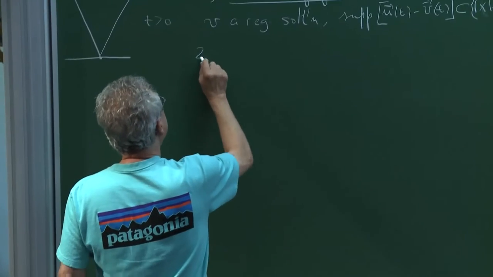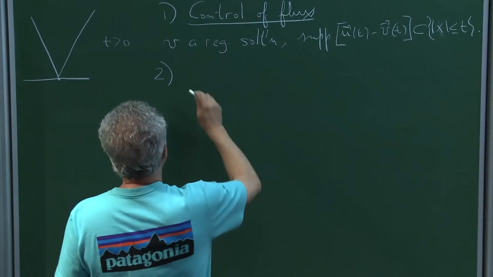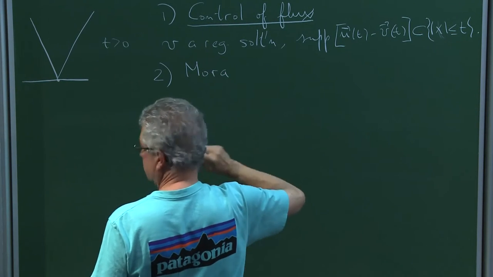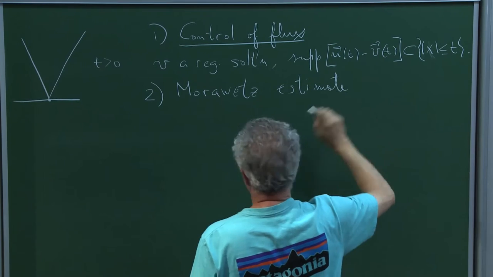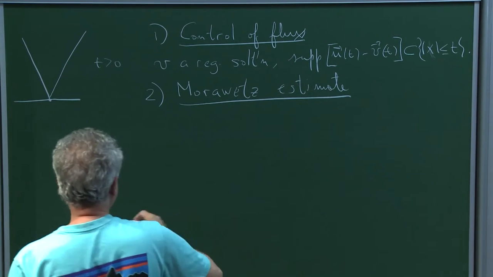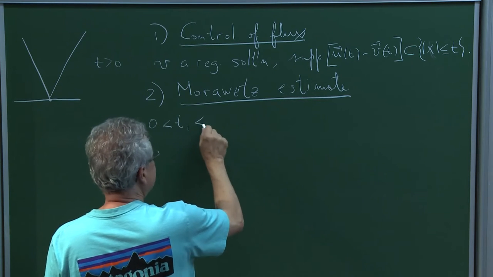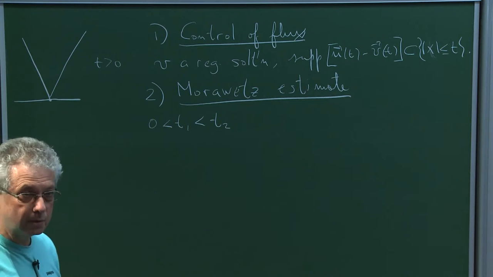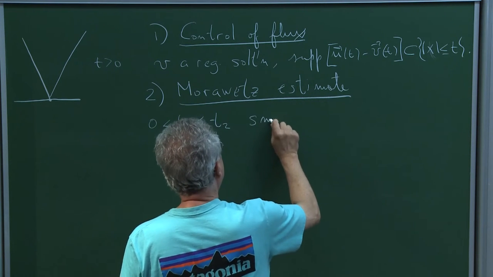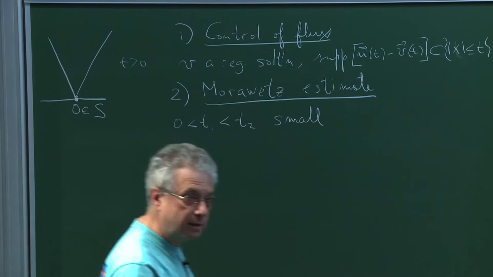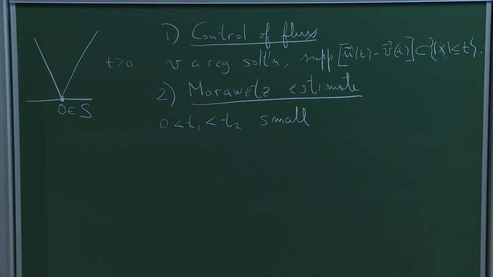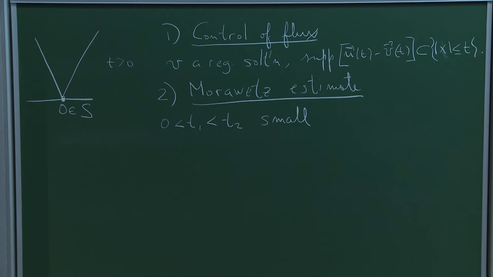The second part was Morawetz's estimate. Basically, we looked at times 0 < t1 < t2, small. And we are in a situation, of course, that 0 belongs to the singular set, so that the solution cannot be continued locally beyond 0 for negative time. And we know that there are finitely many such singular points, so we'll just concentrate near each one.